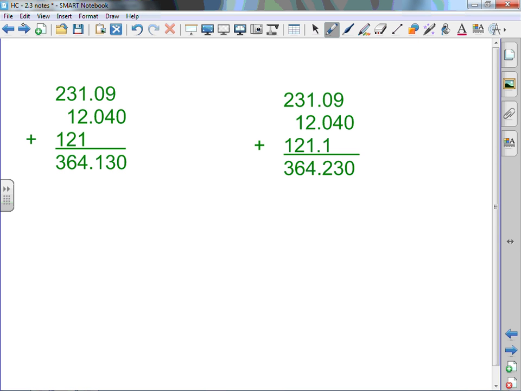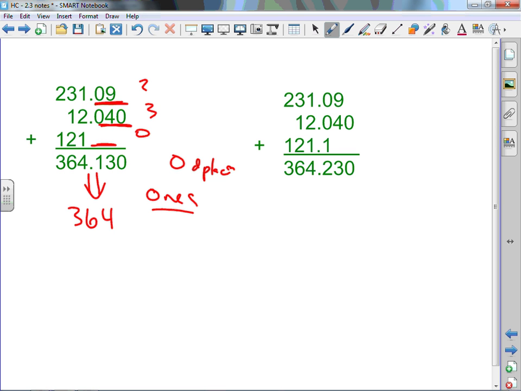Well, if we're adding and subtracting, we've got 2 in the decimals, 2 in the decimals, 3 in the decimals, 0 in the decimals. So our answer is going to get 0 decimal places. Therefore, we're going to round to the nearest ones place. So 364.130 becomes 364.